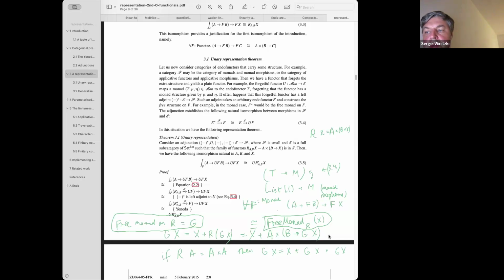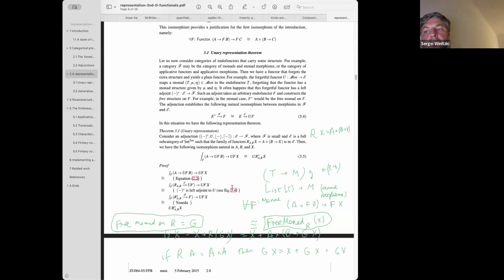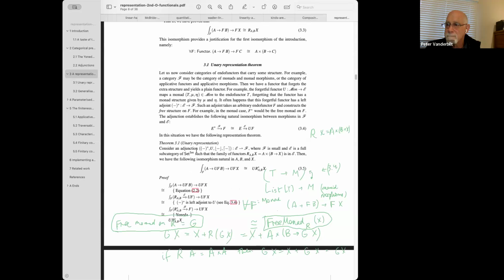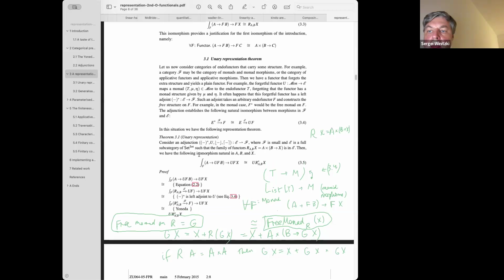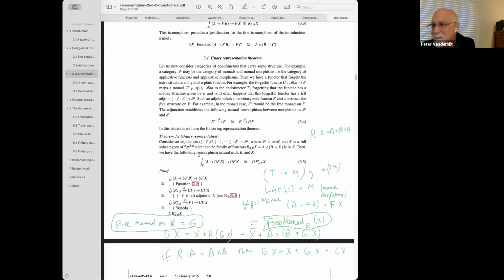So G is just a type constructor. G is a recursively defined type constructor, which is like this. Certainly it's not easy to work with, but it's much easier to work with than this huge quantifier over all monads. Oops, I can delete this. Let me just clear this.